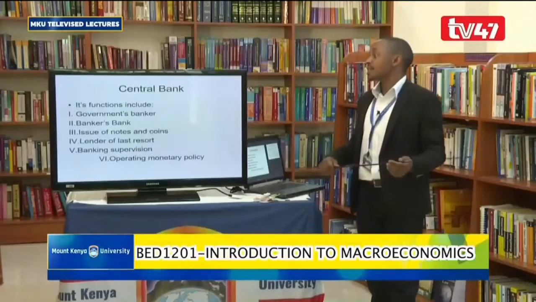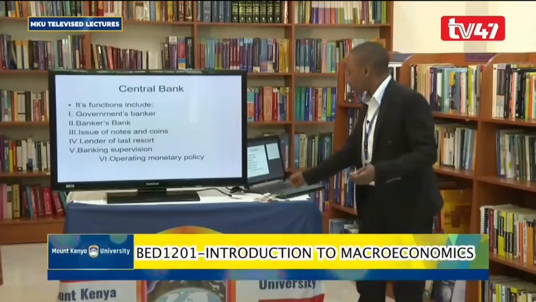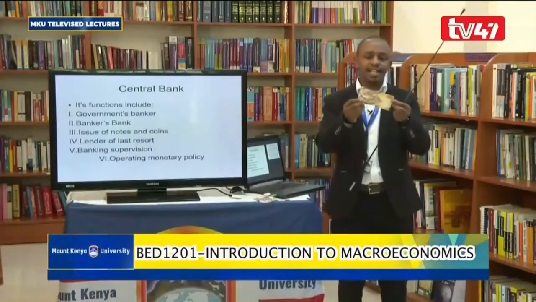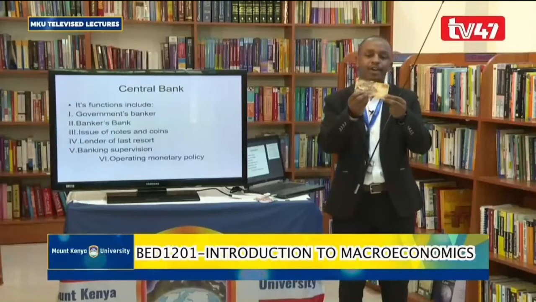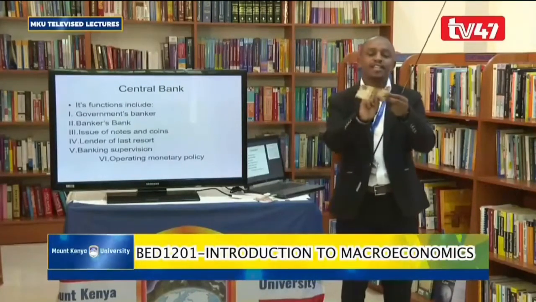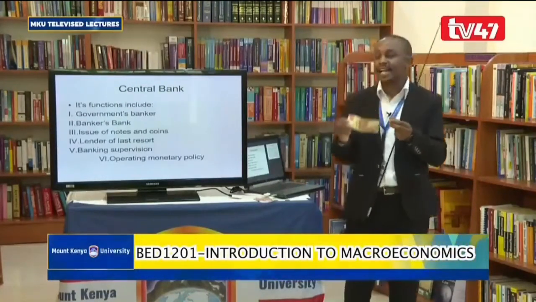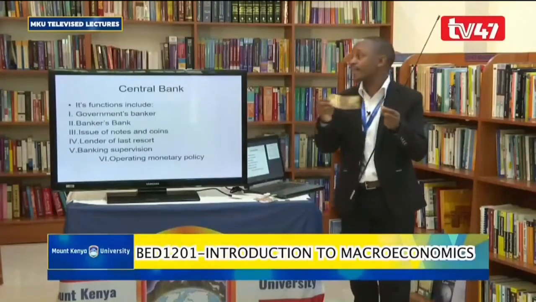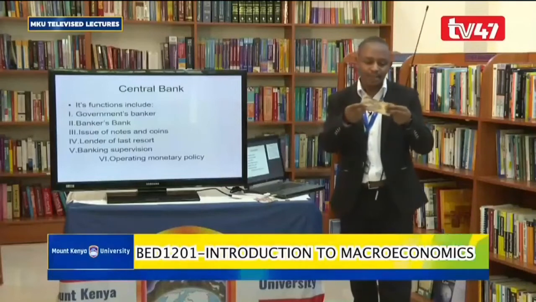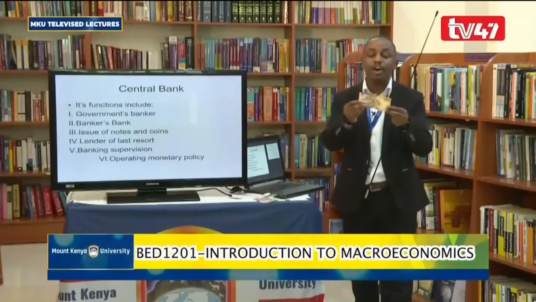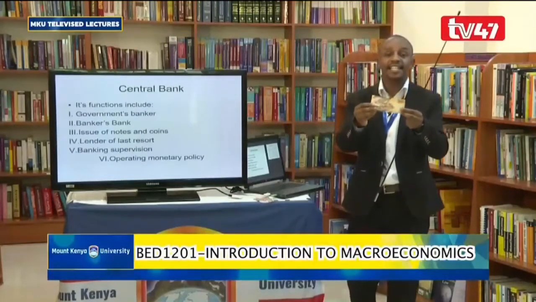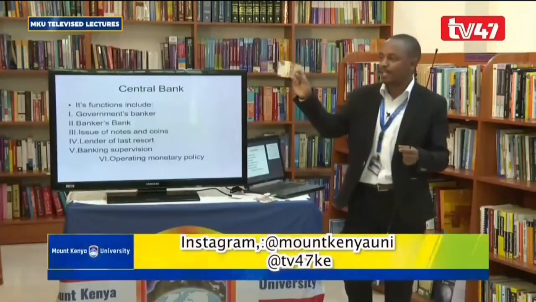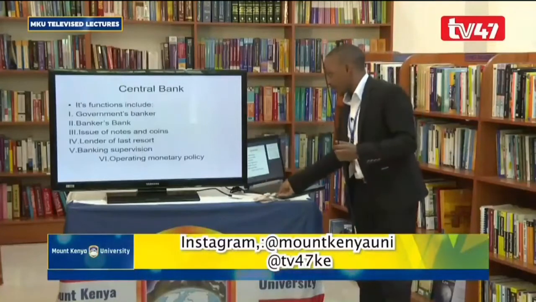And we are going to look at that more when we look at the last function. That one is the issuance of notes and coins, whereby if you look at all the notes that we have, at the extreme it is written Banki Kuu ya Kenya, or the Central Bank of Kenya, implying that it is the role and responsibility of the central bank to issue notes and coins. That is why in all the notes, you'll find the signature and the name of the governor, and from this perspective, it is Patrick Njoroge.